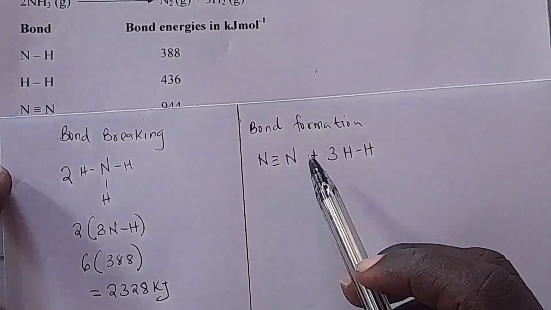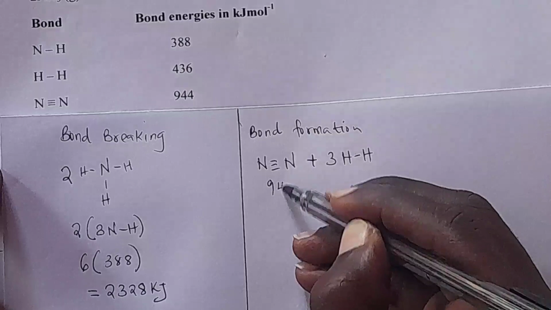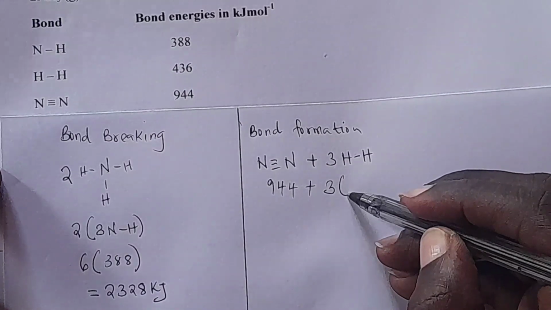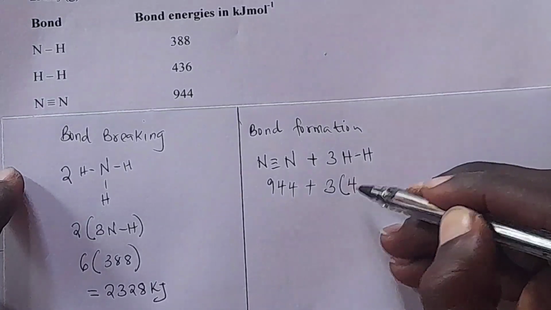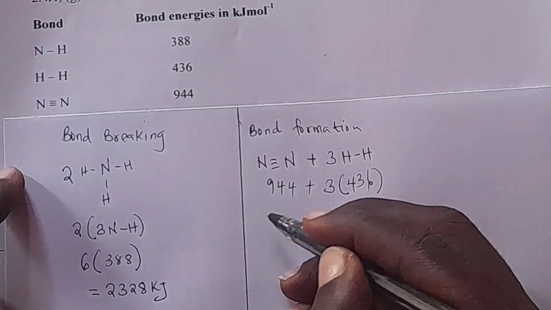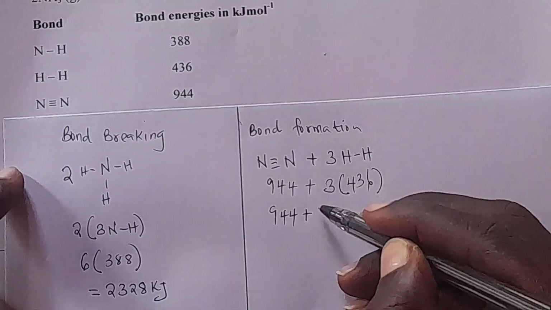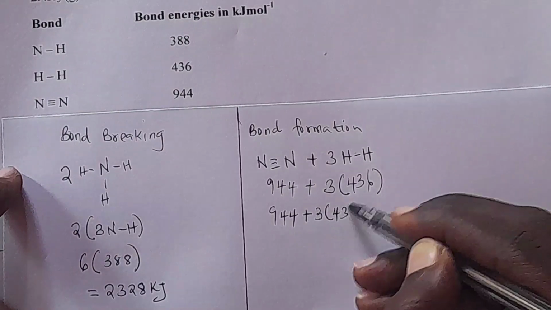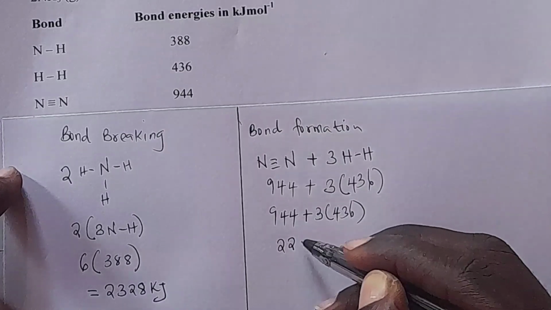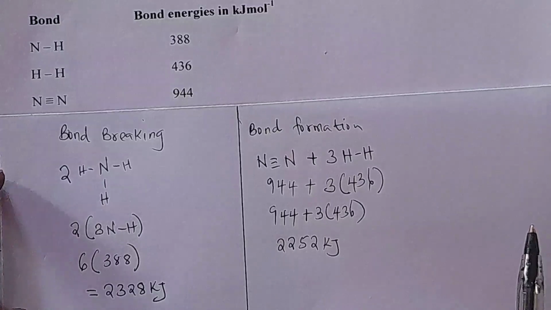So nitrogen to nitrogen bond energy, if you check, is 944 plus 3 open bracket. What about the energy for hydrogen bond? It's 436. It is written here, hydrogen 436. So when you multiply this and add all this, we are going to get a number of 2252 kilojoules as the energy there.